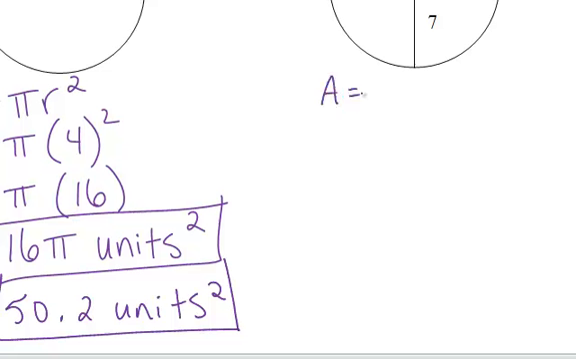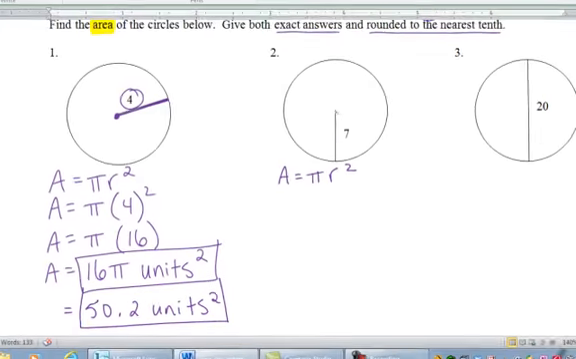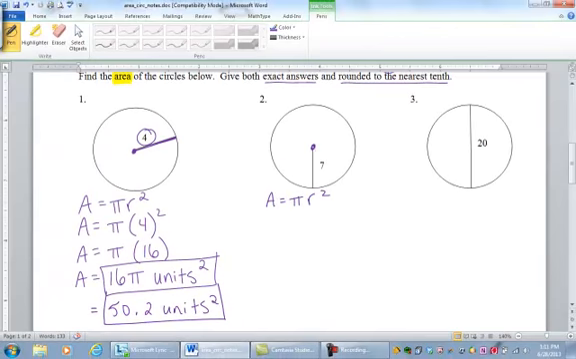Okay, let's try the second one. I'm going to start with my formula, area equals pi times r squared. I'm going to plug in the 7 for my radius, because again, the 7 starts in the middle and goes to the outside. That's my radius. Plug in 7.